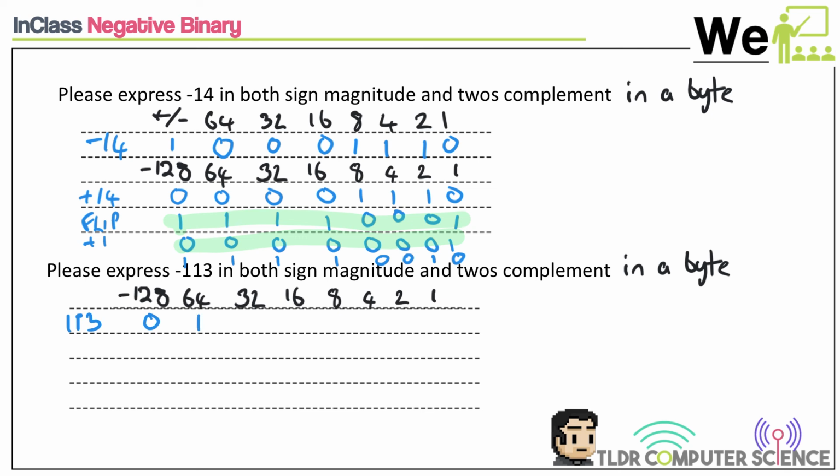So that would be 64 and 32 is a 96. Plus 16 would be 112. Right, and then like that. Yes, and then we want to flip. And then we want to add 1.